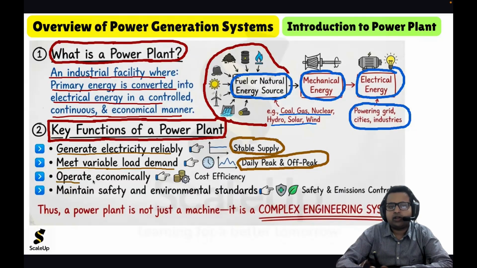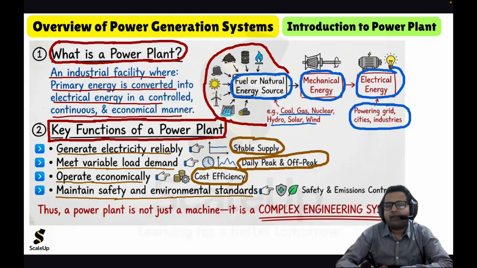This is very important. Electricity generation should be economical, and that's the key function of a power plant, so that electricity is cost effective. So cost efficiency is very important. Power plants operate economically and also maintain safety and environmental standards. A power plant should not turn into an environmental hazard. So power plants maintain safety and emission control.